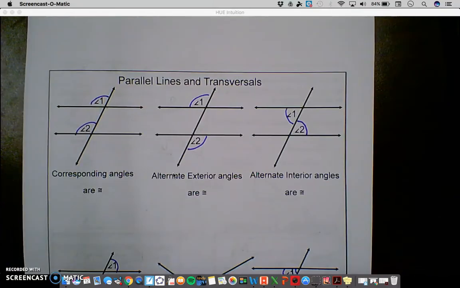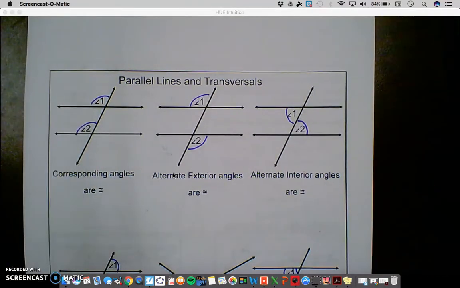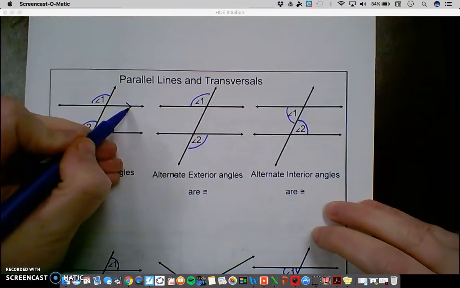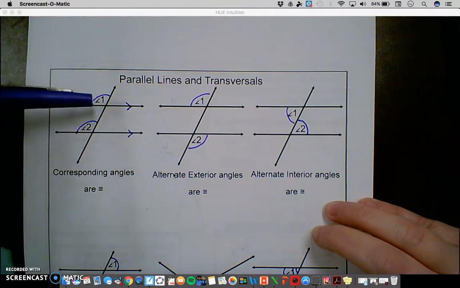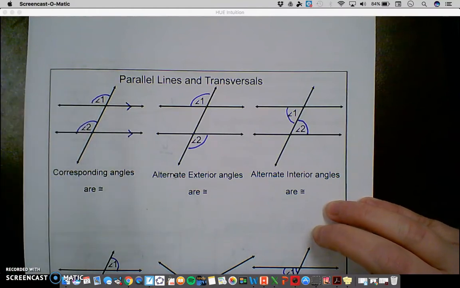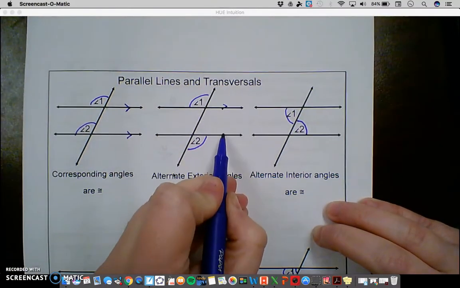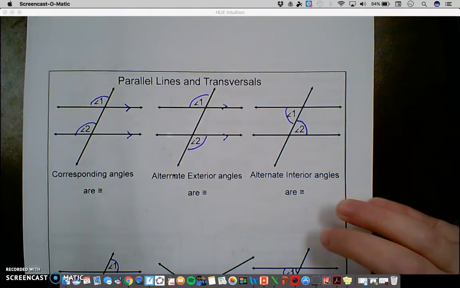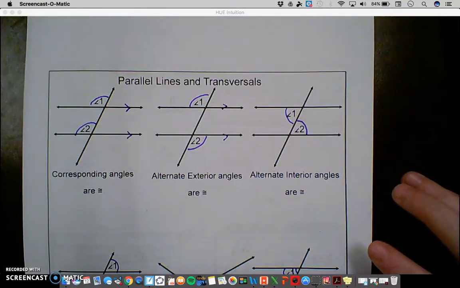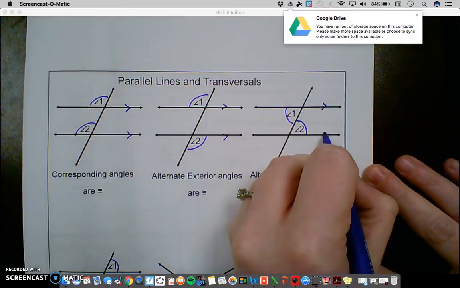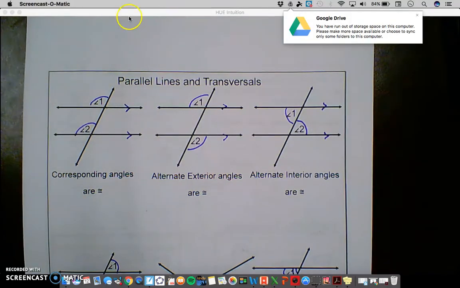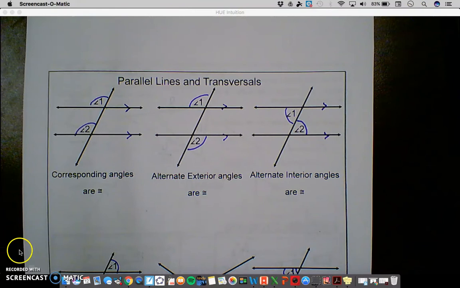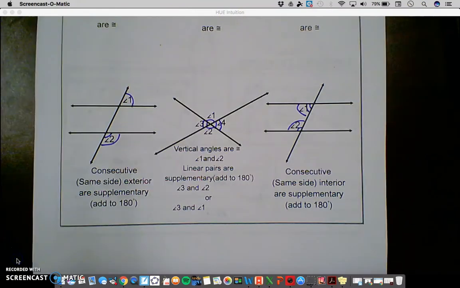Parallel lines and transversals. Remember, when we have parallel lines, we indicate that with arrows on our lines. So these are parallel. We know our corresponding angles will be congruent. When we have parallel lines, our alternate exterior angles are congruent. Also, our alternate interior angles will be congruent. Our consecutive exterior and interior angles are going to be supplementary when our lines are parallel.